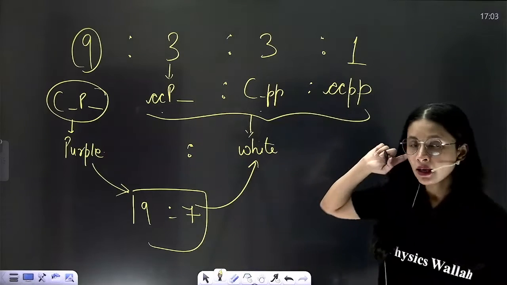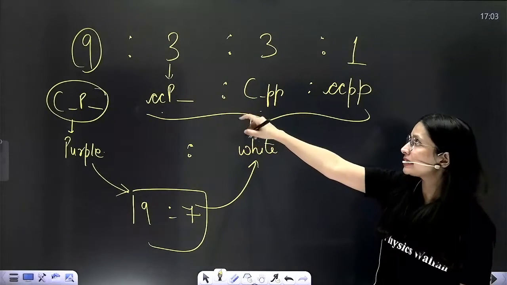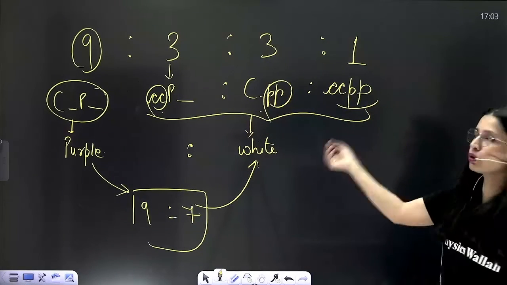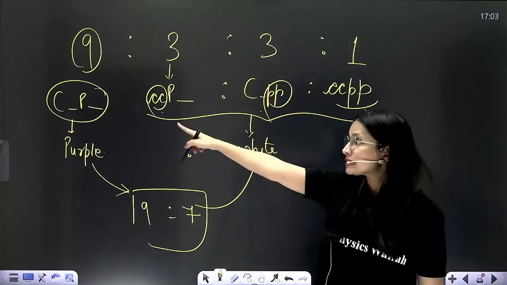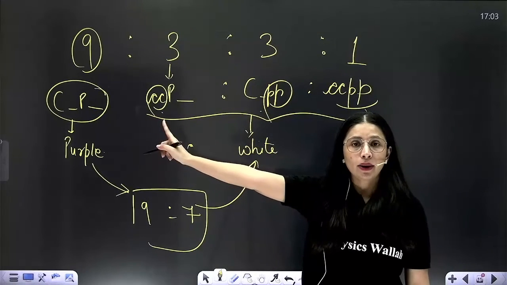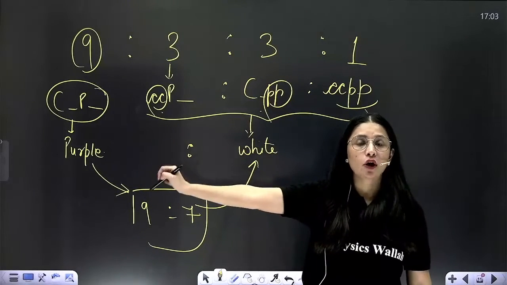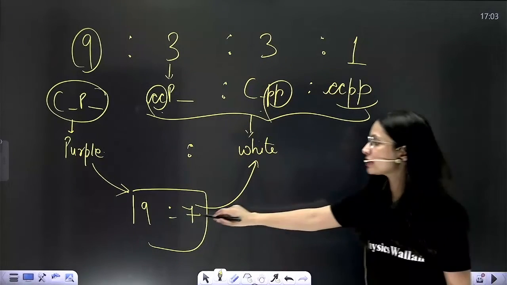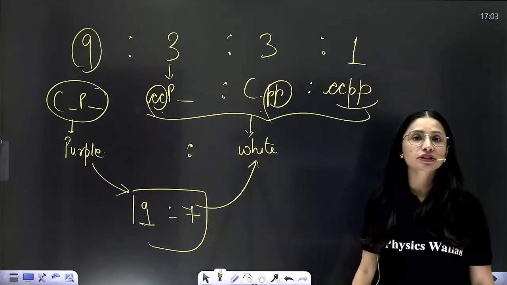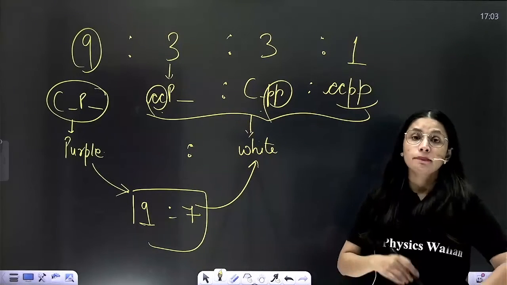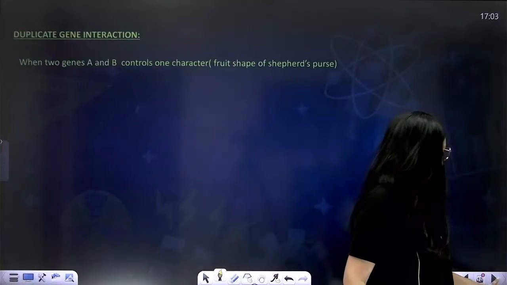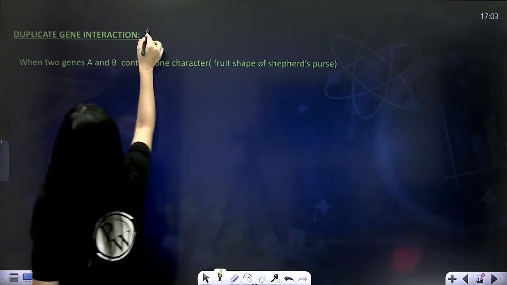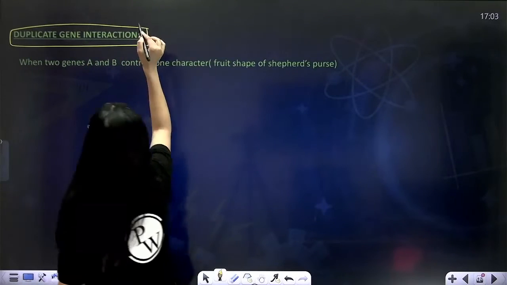Clear to everyone? Why 7 white? Because you see, at least in this, C is recessive here, P is recessive here, both are recessive. So only the first case is purple color flower where both the genes are present in their dominant state. Understood? Yes or no? The complementary gene interaction. If yes, then Bateson also gave one more example to explain two gene interaction under the heading duplicate gene interaction.